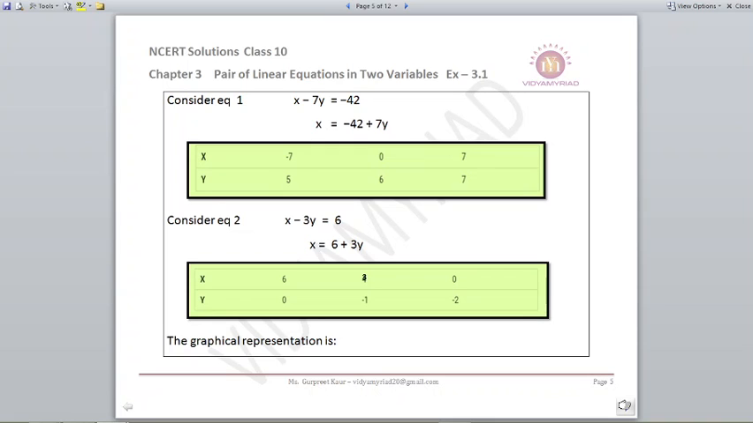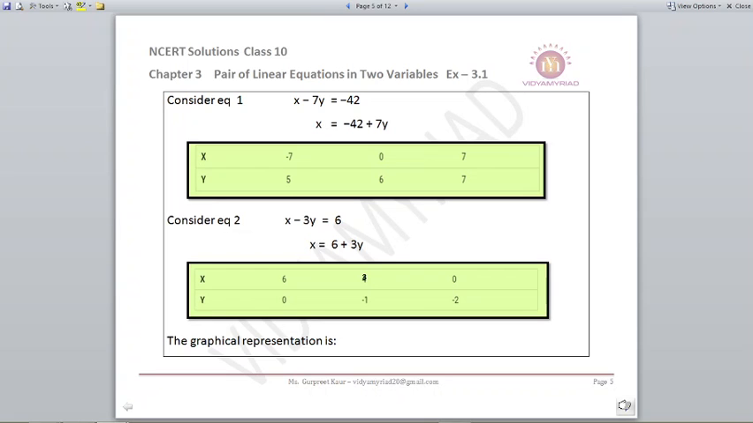Same way, I will find out any 3 values for equation number 2, which is x minus 3y is equal to 6. So x is equal to 6 plus 3y. So if y is 0, your x is 6. If your y is minus 1, x is 3. And if your y is minus 2, your x is 0.